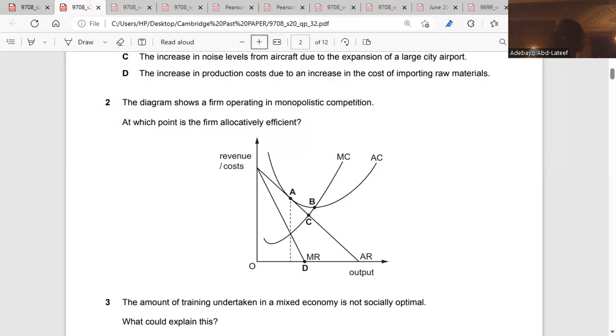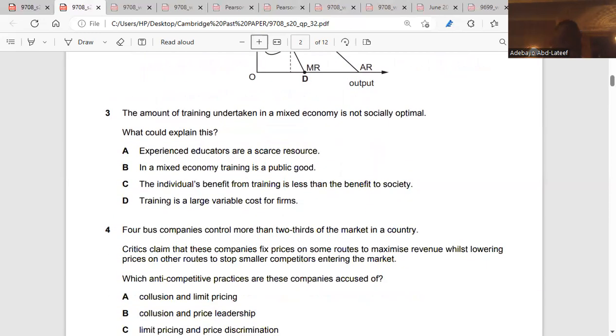Where your marginal cost and your average revenue are at the same point is what is called allocative efficiency. The marginal cost is high, but the average revenue is less, so consumers are happy. Do you get the point? Yes, the point at which your MC equals your AR is your allocative efficiency. The marginal cost curve and the average revenue curve meet at C. So that makes it C. Is it clear? Very clear. So the third point, question 3.